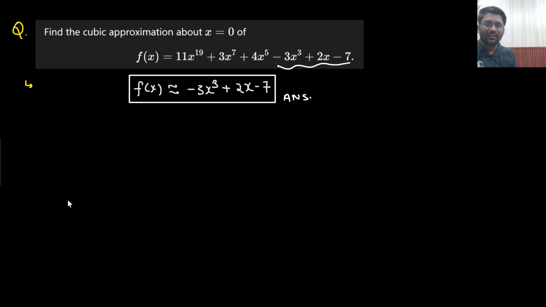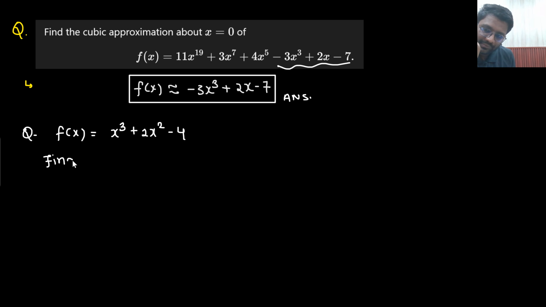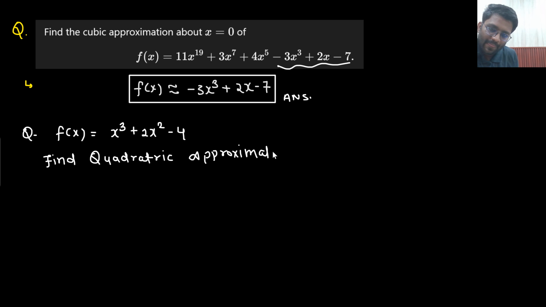But let me ask another question. I am asking you another question. f(x) is given as x cube plus 2x square minus 4. Okay. Find quadratic approximation. Find quadratic approximation about x equals 2. What is your answer, sir? Quadratic approximation.